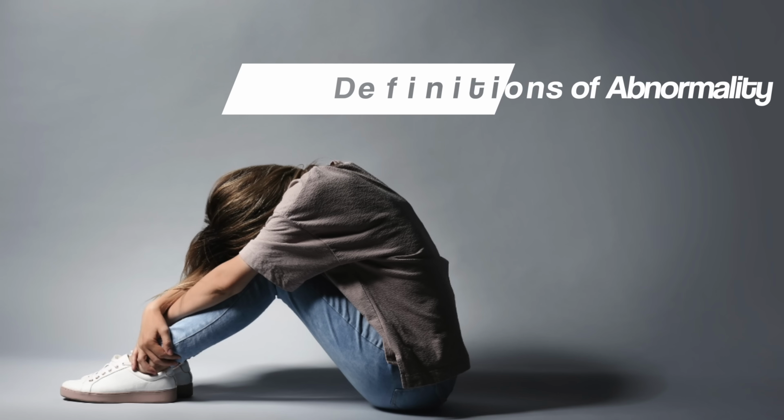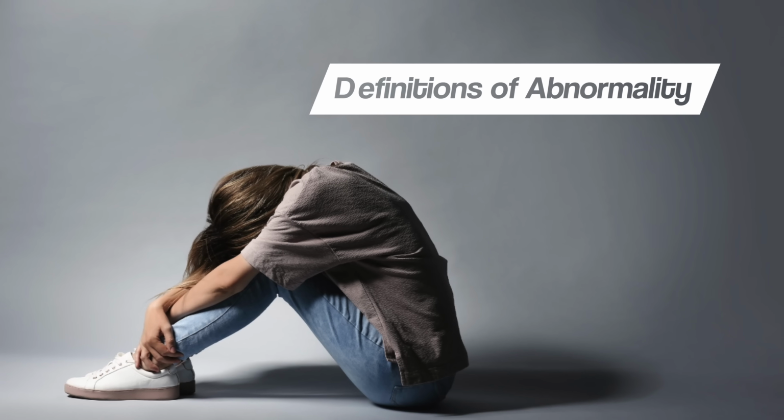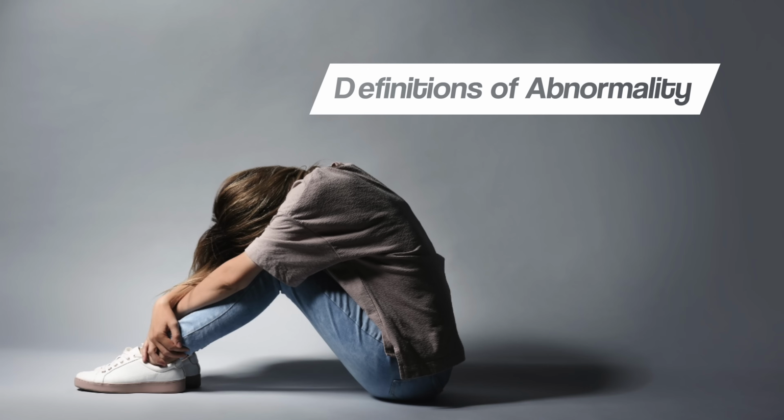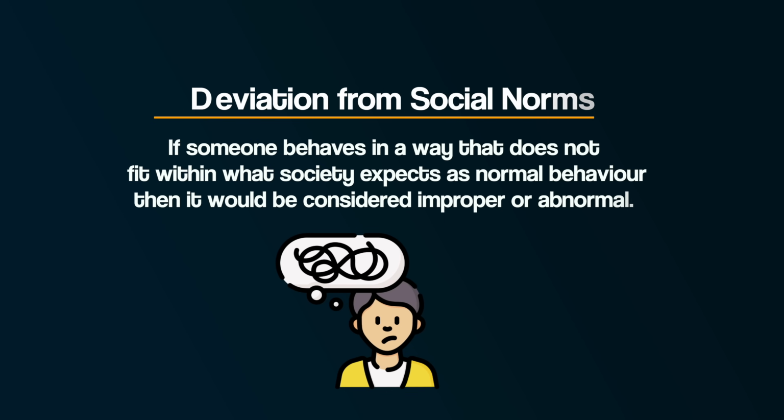For a third example of cultural bias in psychology, consider the topic of psychopathology and the definitions of abnormality. Deviation from social norms defines abnormality from the point of view of what behaviours are socially acceptable. This means that if someone behaves in a way that does not fit within what society expects as normal behaviour, then it would be considered improper or abnormal.